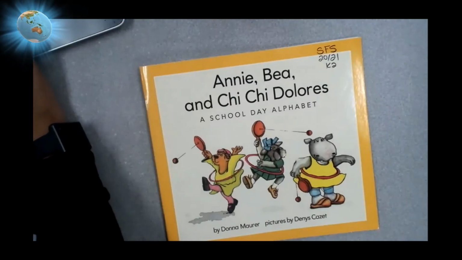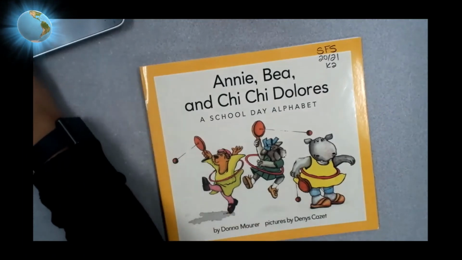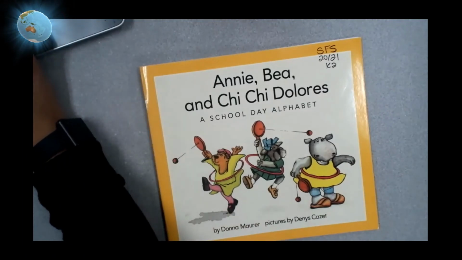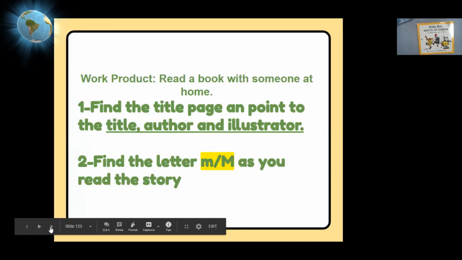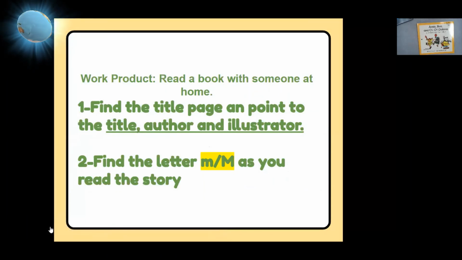Now, I would love for you to do two things. Are you ready to find out the two things you are doing? All right, so here are the two things that you're doing. Whoops, let me see. Change. There we go. All right, thing number one. I want you to grab a book from home and either you read to your families or they can read to you. But before you read, I would like for you to find the name of the story.